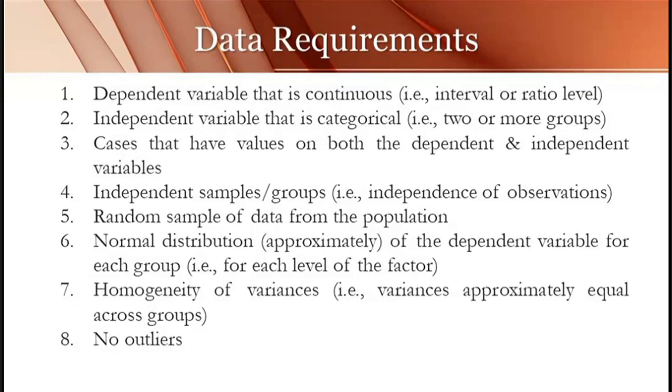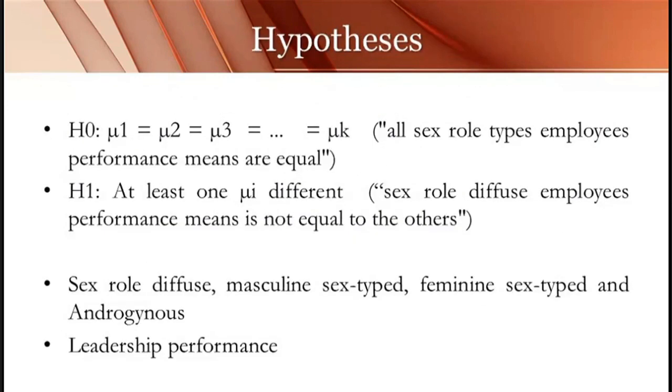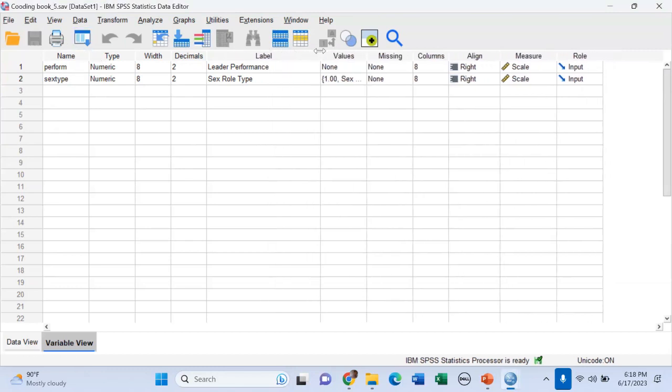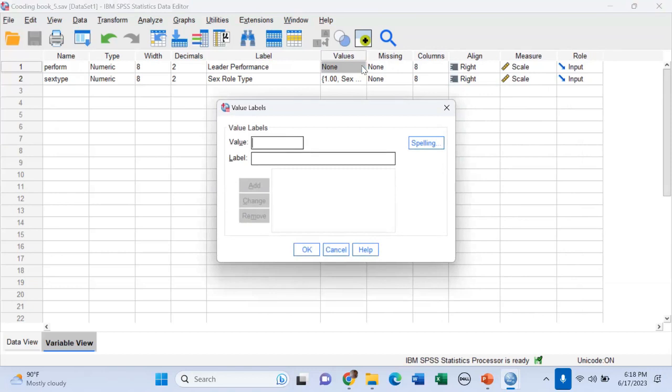Now, after understanding the data requirements and the hypothesis, please open your data set, that is coding book 5, SPSS coding book 5. Visible? Okay. We have two variables. If you look at the label, we'll clearly understand what this particular label is all about. Leader performance, okay? And this is the dependent variable.